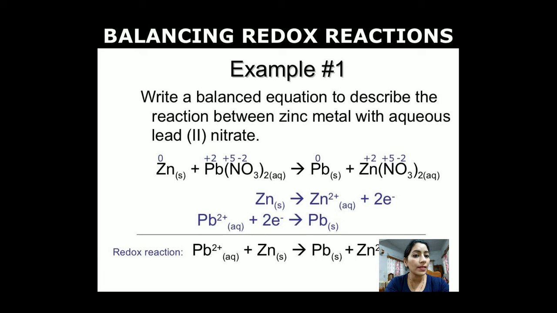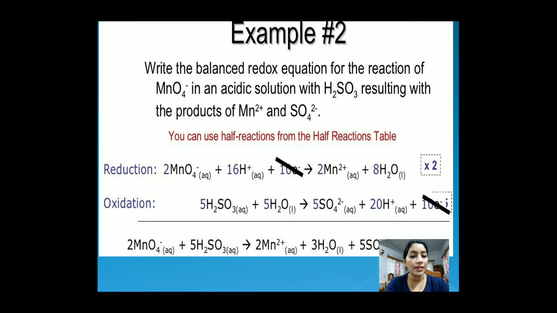Then we should balance the equation. We know this is an already balanced reaction, so we do not require it. So this is a redox reaction: lead ion plus zinc metal giving lead metal plus zinc ion. This is a very simple example.